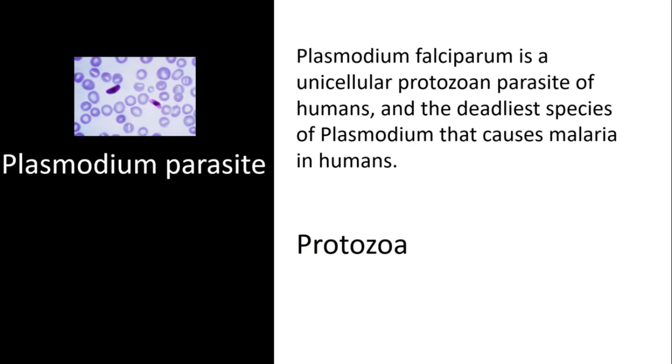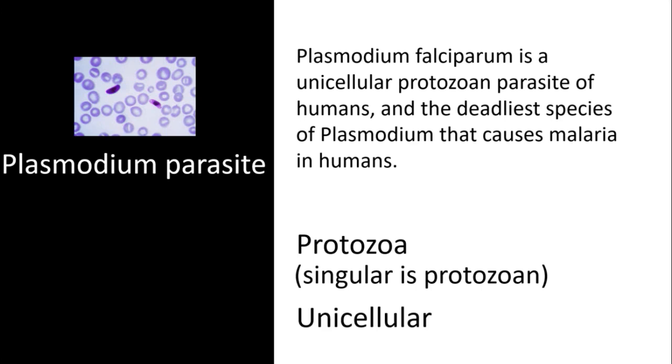Protozoa is a plural word, right? Among protozoa, there are many small microorganisms. The single microorganism in the category of protozoa is called protozoan. As I already said, it is unicellular. It is made up of a single cell. Where is it found? It's found everywhere, right? Wherever there is moisture, this is found.